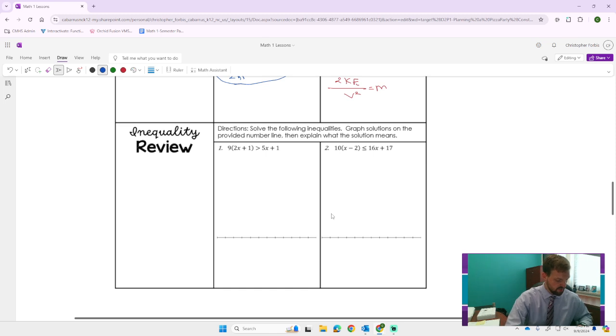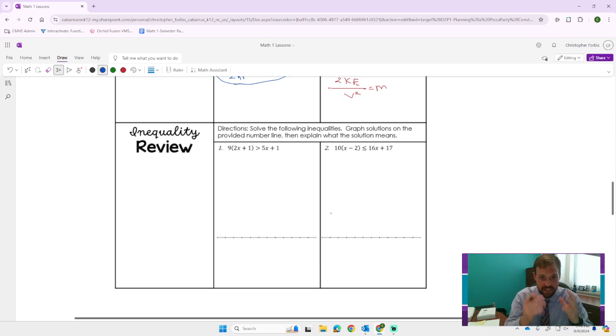All right, so that's equations. Let's do some inequality review. Yay, inequalities. Directions: solve the following inequalities, and then graph the solutions on the provided number line, then explain what the solution means. All right, we're just going to verbally explain that, but let's solve it. So it's solved the same way as an equation. Just leave that greater than symbol right here, number 1, just like that.